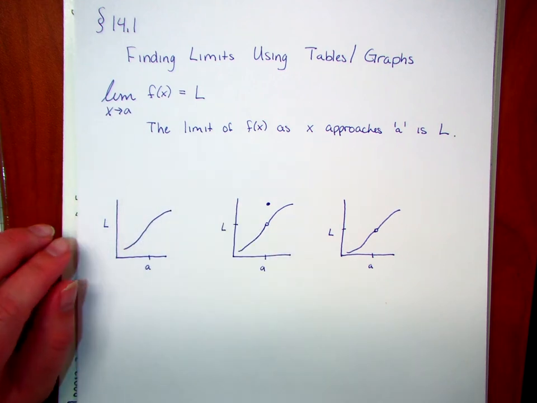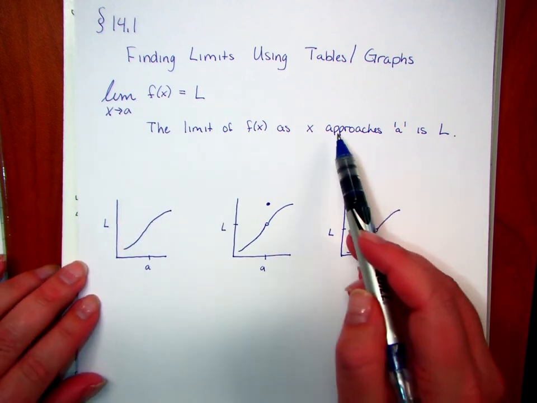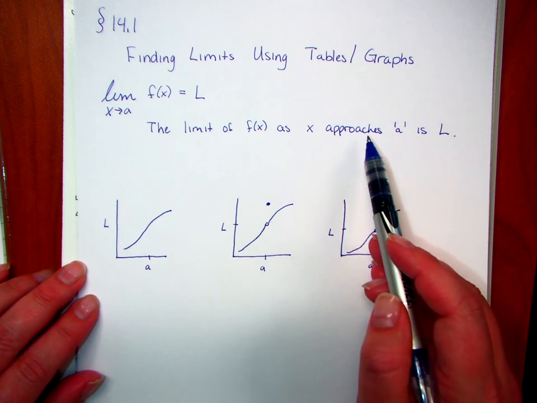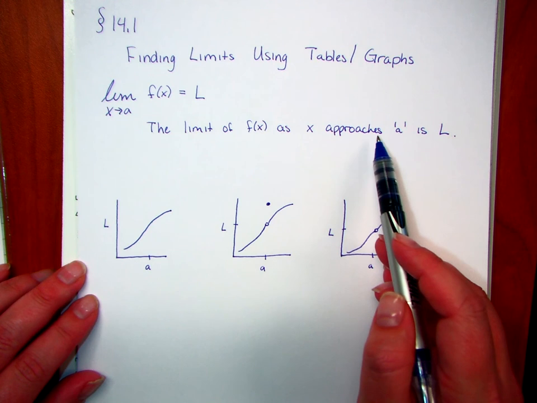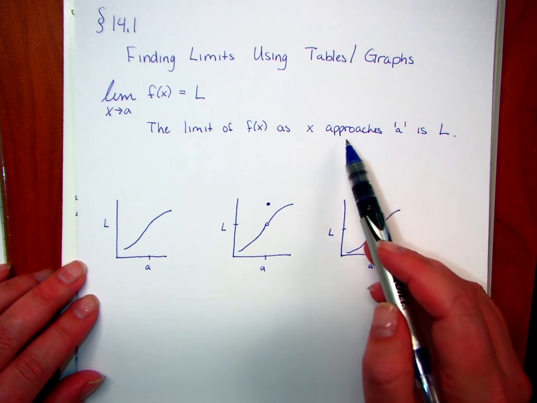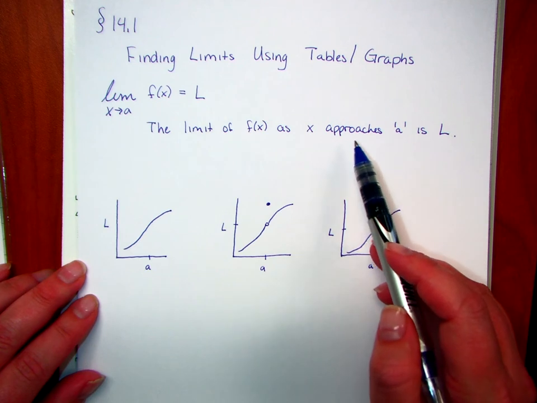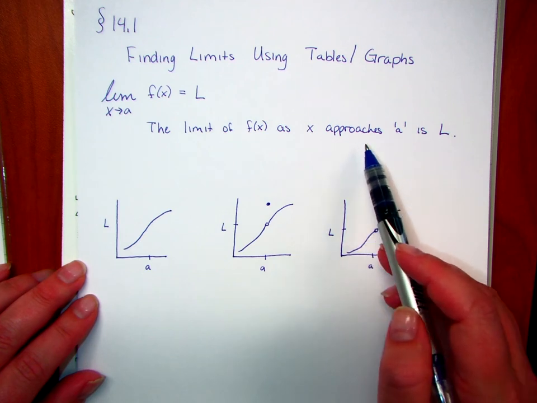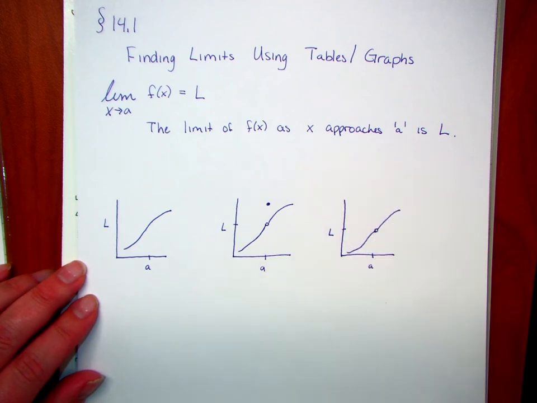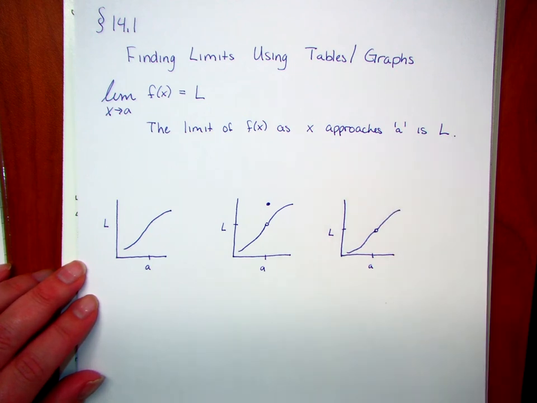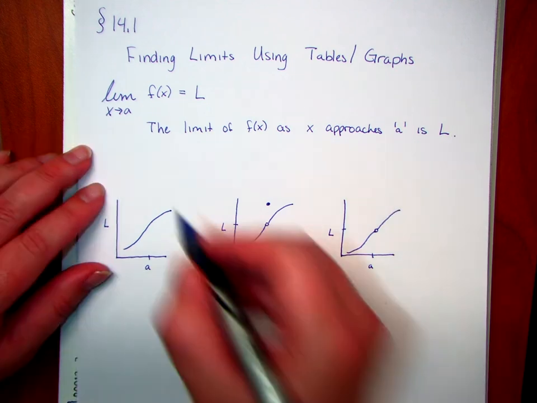When we evaluate a limit, you see this word approach. The word approach means you get near a, but you don't equal a. When we get near a, we're talking about both sides of a. So we're going to look at x values greater than a and x values less than a. When we plug those numbers into our function, we're going to see if the function is approaching some number L.